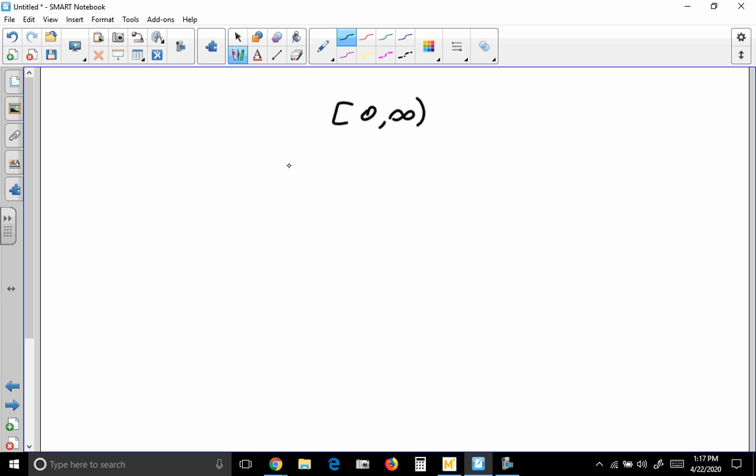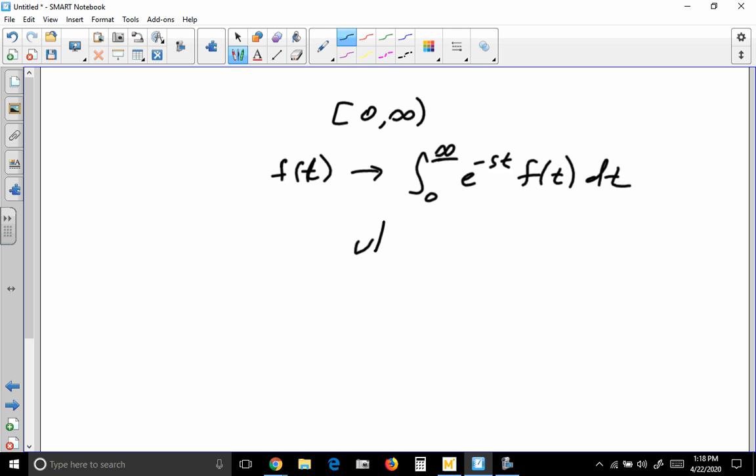Where we run into trouble is when we're going to infinity. Sometimes when we go to infinity, we might have a function where, when we try to do the transformation, 0 to infinity of e to the negative st times f of t dt, it diverges as we approach infinity. So if it diverges, then that transformation doesn't exist in that particular region.